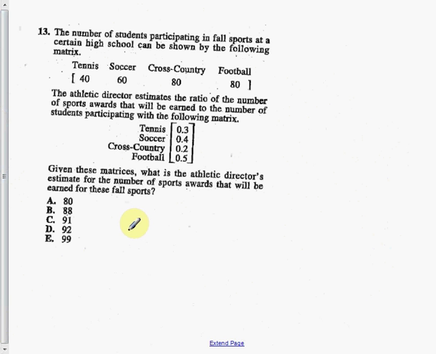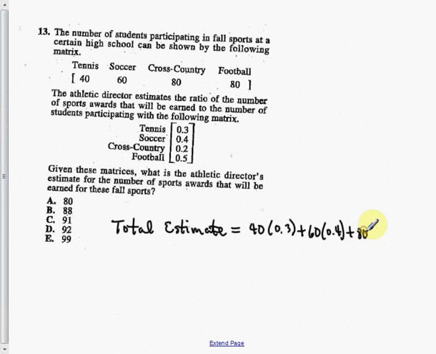So basically all you're doing is saying that his total estimate is equal to here the 40 times 0.3, plus the 60 times 0.4, plus the 80 times 0.2, and then plus the 80 times 0.5. Okay, what did you get for that?